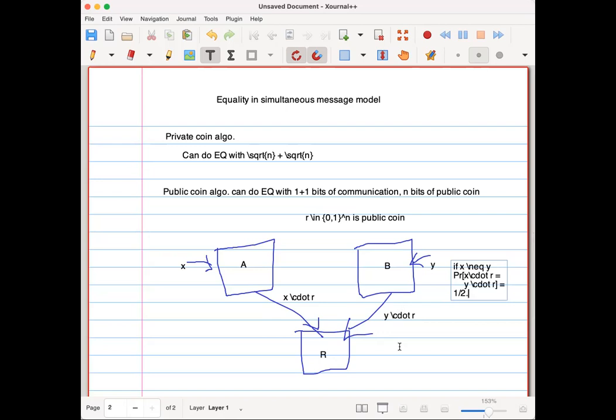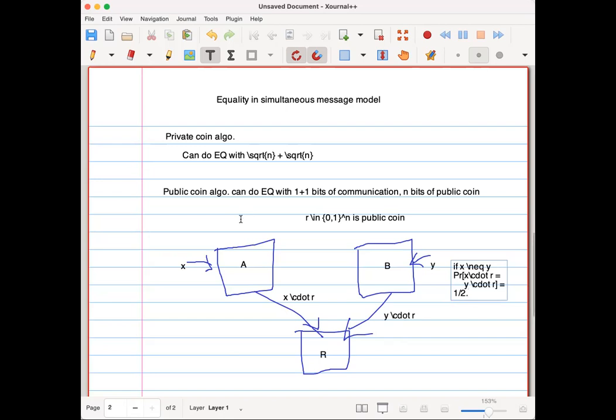If I want the probability of error to be less than epsilon, I just need log 1 over epsilon IID copies of r. So the message length is no longer 1 bit, but log 1 over epsilon bits. If you think of epsilon as a small constant, you can do it with order 1 bits of communication. More precisely, if you want epsilon error, you can do it with log n plus log 1 by epsilon bits of communication. Is this clear, everybody?